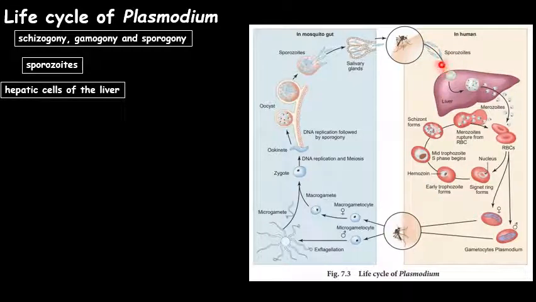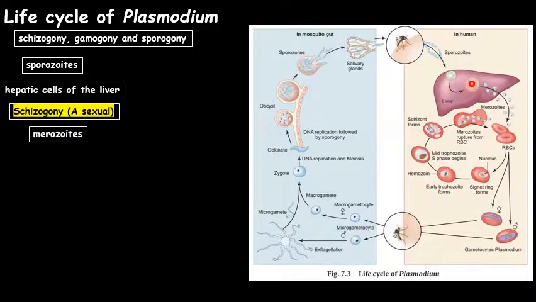As soon as they migrate to the hepatic cells of the liver, they undergo asexual reproduction, which is called schizogony. Recall, I told you this life cycle of Plasmodium has three stages, so the first one has already started. As soon as the sporozoites are released, they travel through the bloodstream and reach the liver. There they undergo this asexual reproduction, otherwise known as schizogony, and slowly transform into merozoites.